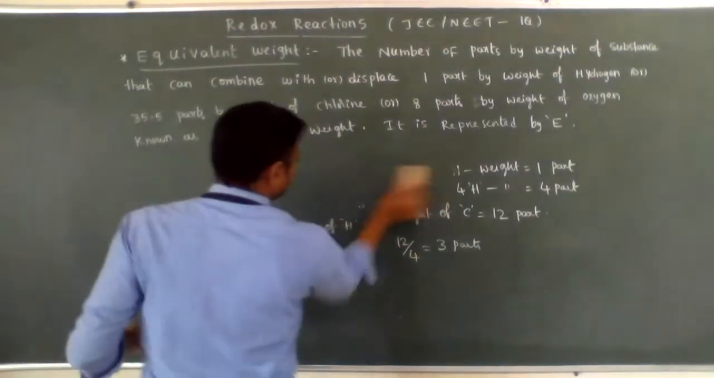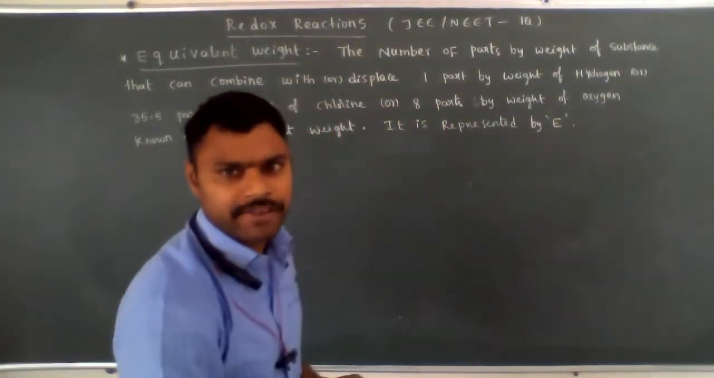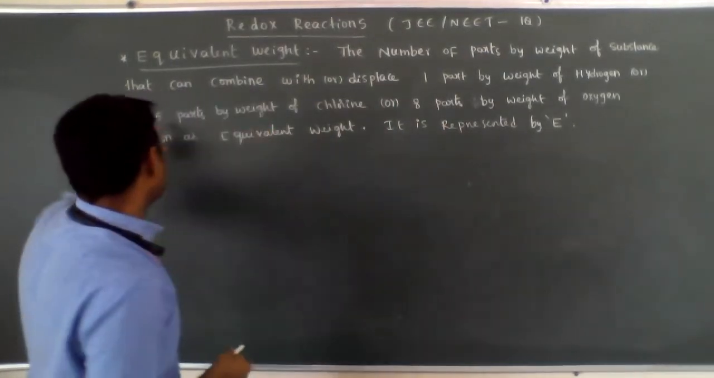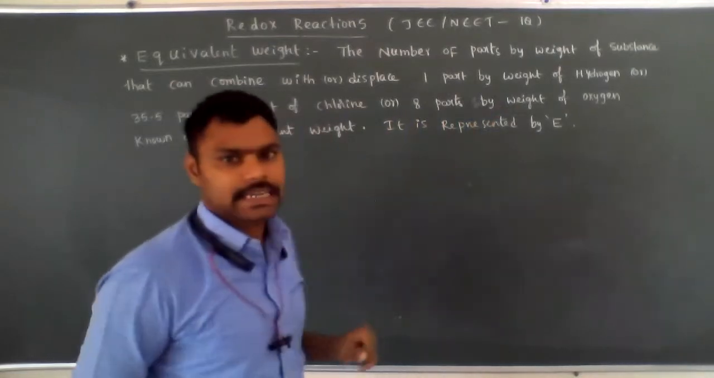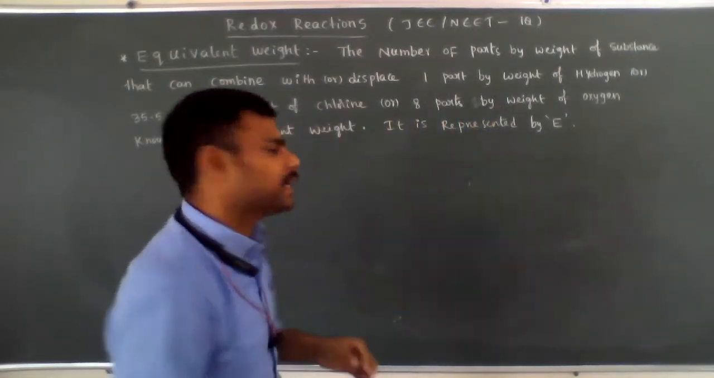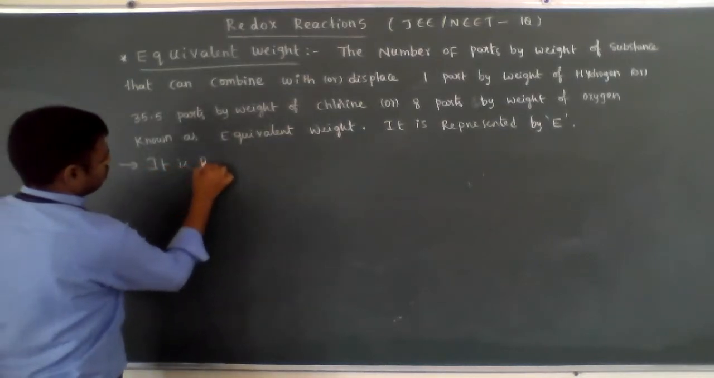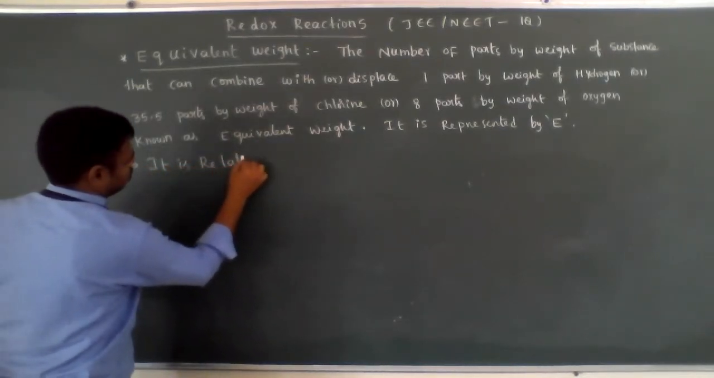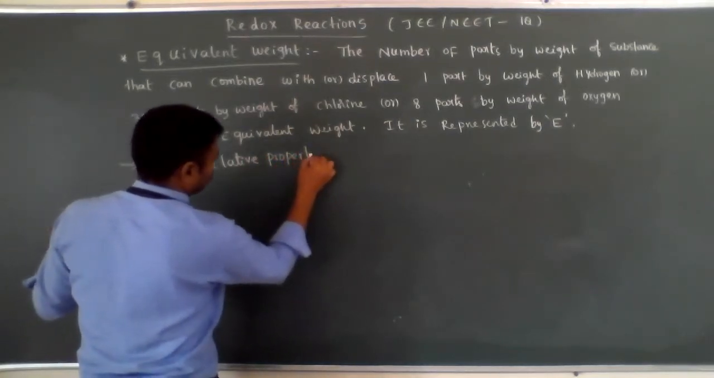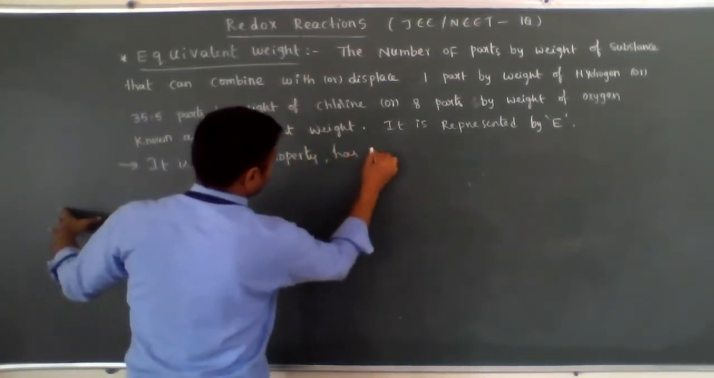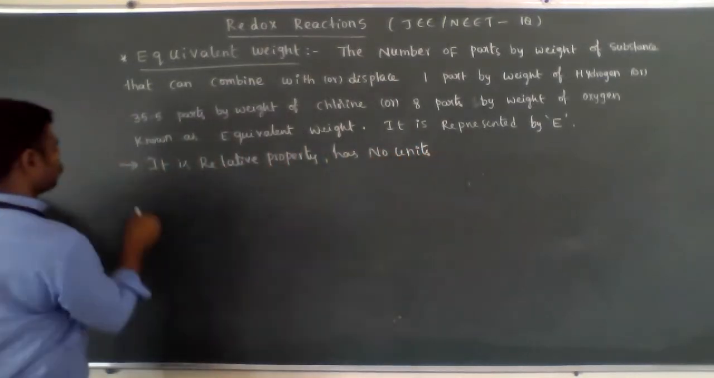See, the equivalent weight is a relative property because it is the comparison with 1 part by weight of hydrogen, or 35.5 parts by weight of chlorine, or 8 parts by weight of oxygen. That's why it is a comparison, a relative property. Being a relative property, it has no units.